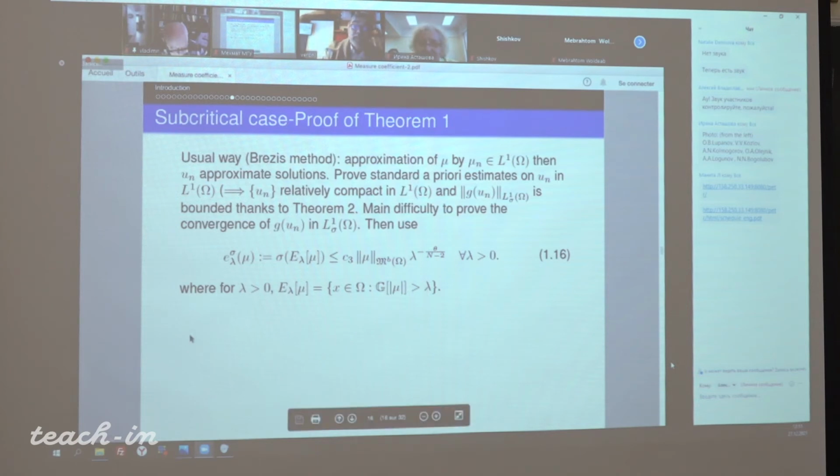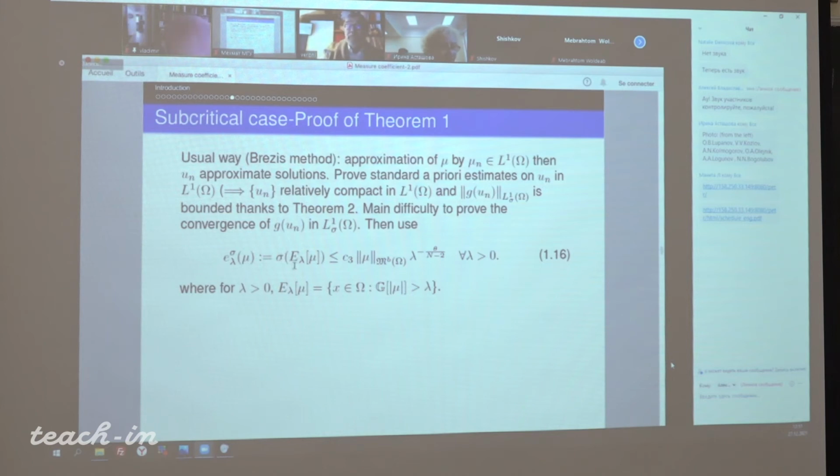Remember also that a solution of my approximating problem is essentially bounded from above, in case the measure mu is positive, by the Green potential of the measure, because it's a problem with absorption. Okay, this is a key point. This is a very important factor. And now, if I define the set capital E lambda of mu by this one, the sigma measure of this set is little e sigma of mu.